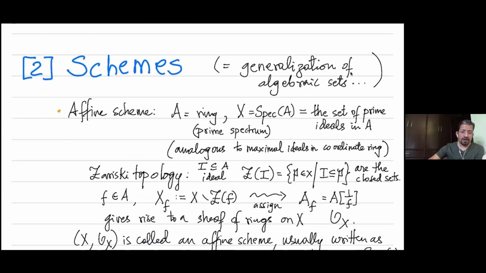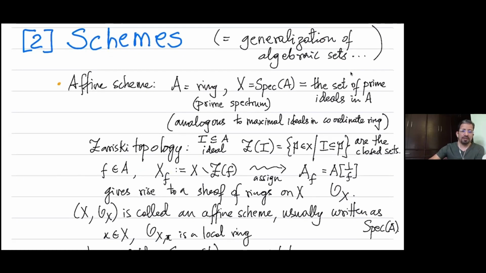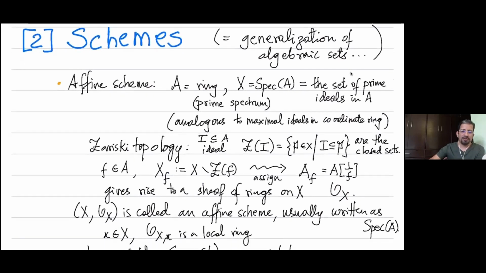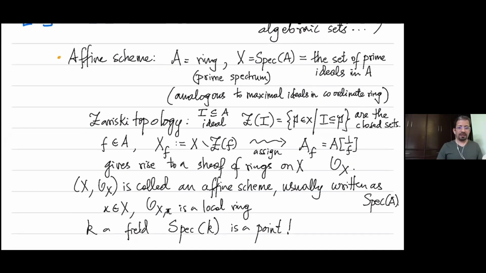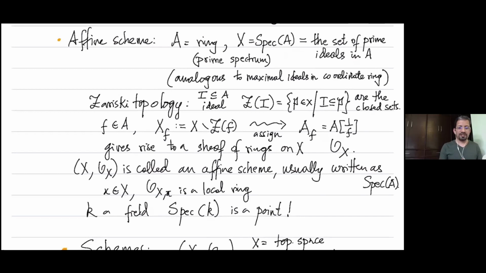Okay, so in the context of algebraic geometry, our objects will not be manifolds or topological spaces, but instead they will be what are called schemes. These are a generalization of varieties, algebraic varieties or algebraic sets. So here's a quick summary of their definitions. An affine scheme is modeled on affine varieties or affine algebraic sets.